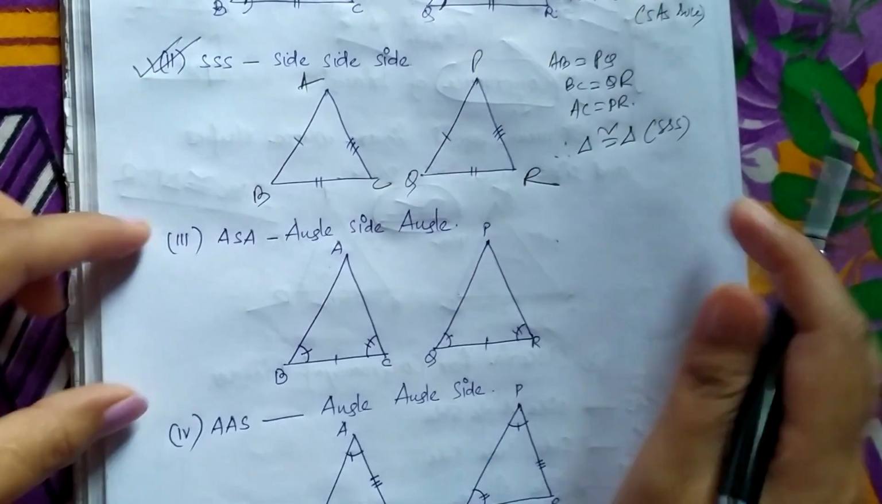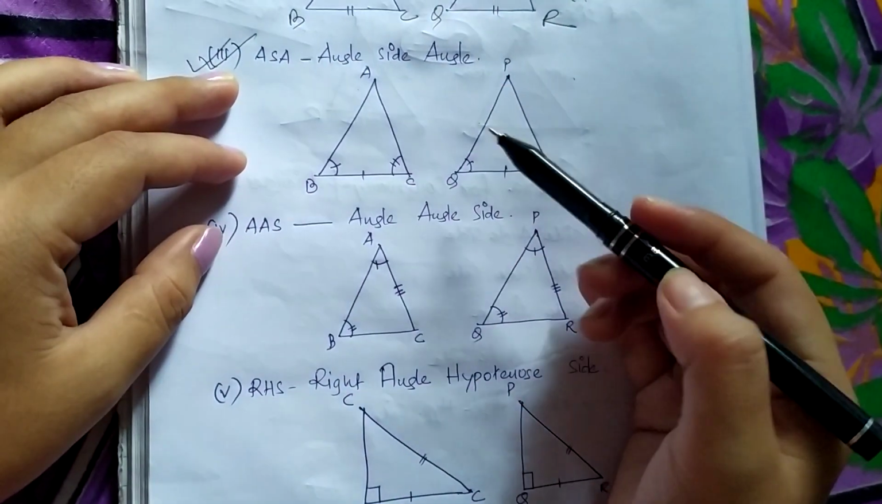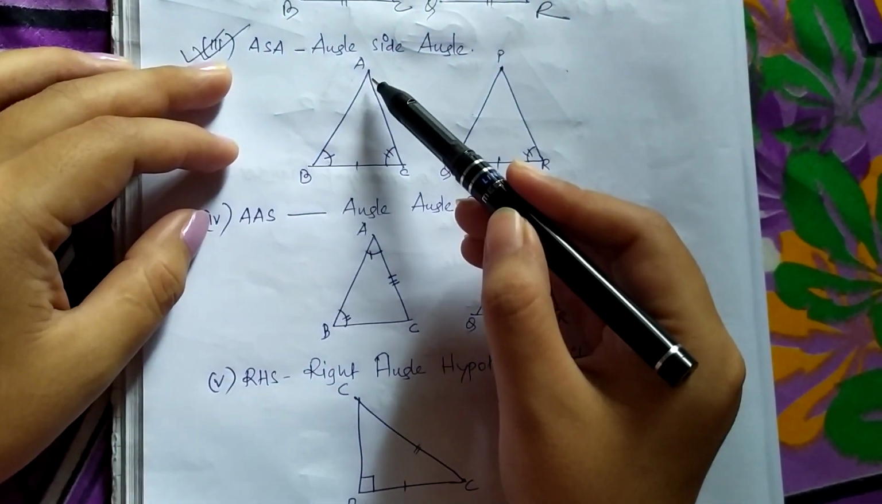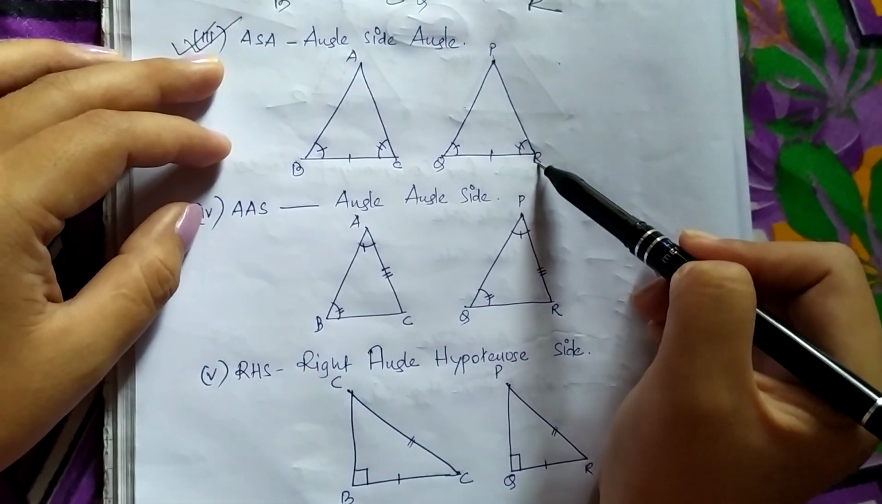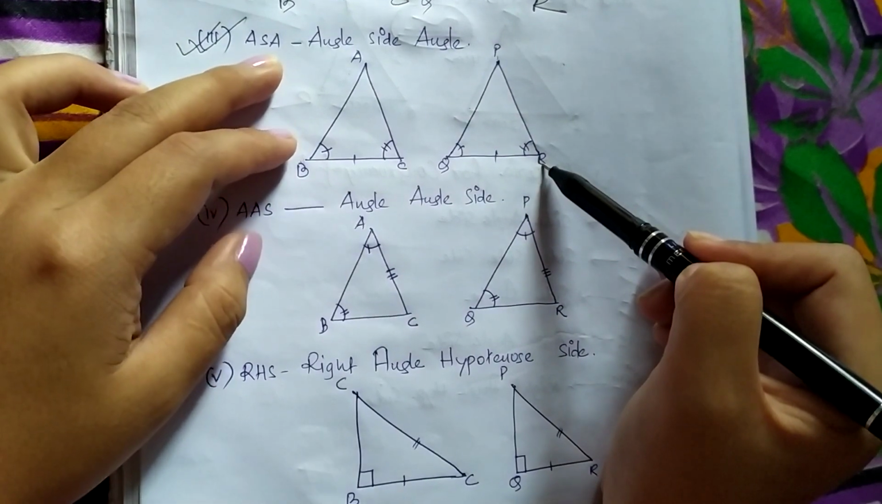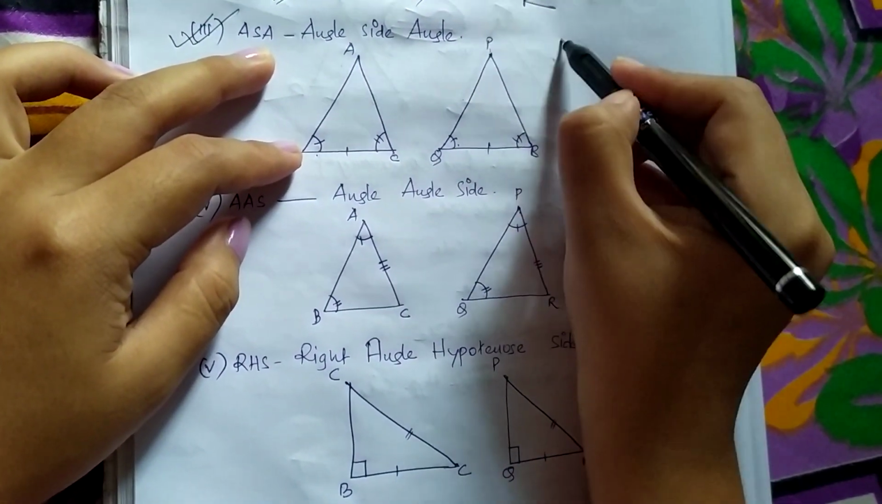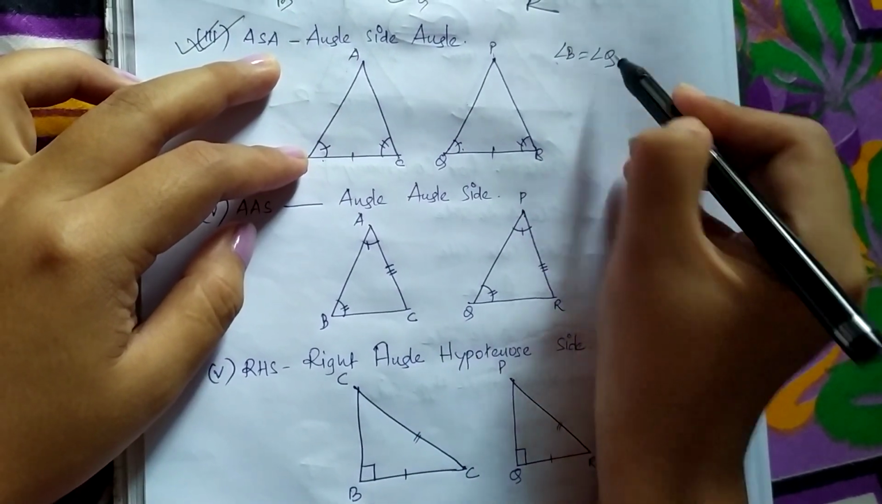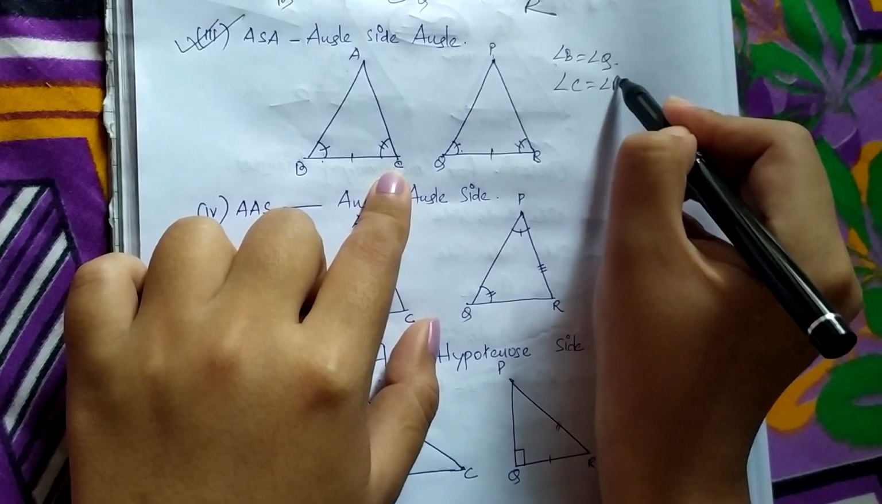Moving on to the third rule, that is angle side angle rule. Again here we are given the 2 respective triangles as triangle ABC and triangle PQR. Here again, as we need to prove 2 angles and 1 side, we are given that angle B is equal to angle Q, angle C is equal to angle R.